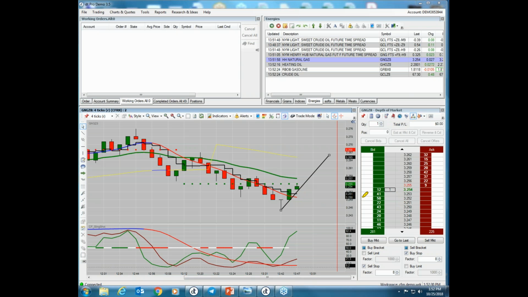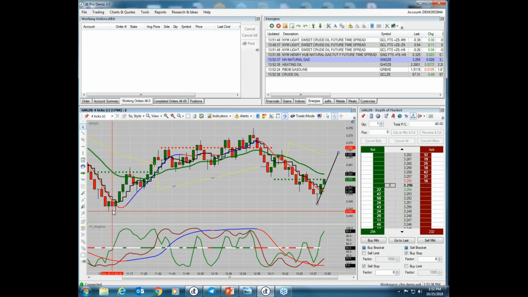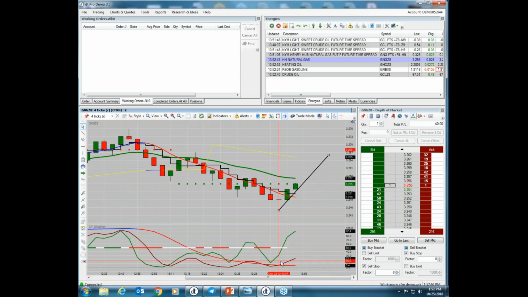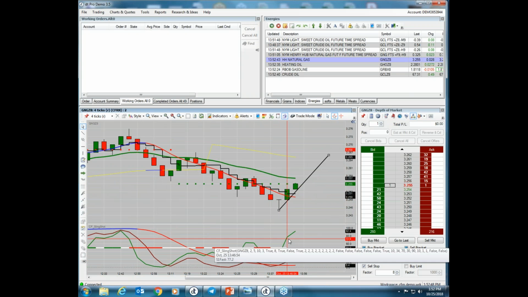So there's a potential short setup. Again, my only thing would be, this isn't easy and obvious because I zoom out, we have some support back here. So we can have one big sideways channel here. Okay. But it has a lot of the variables.